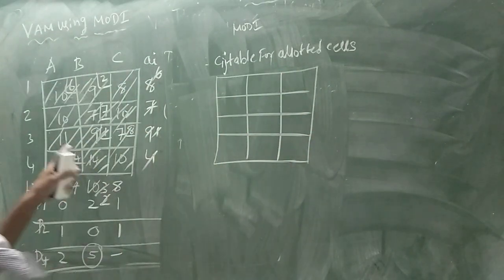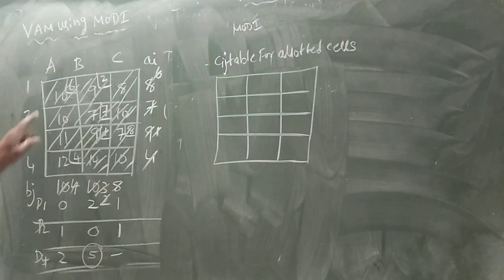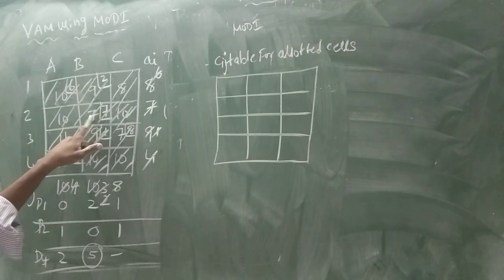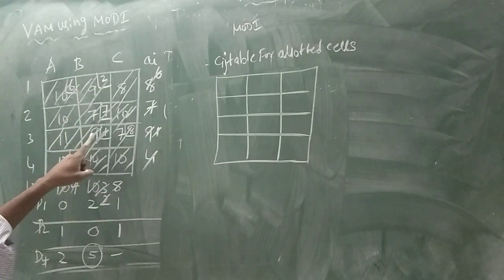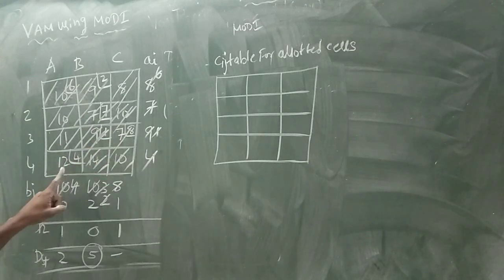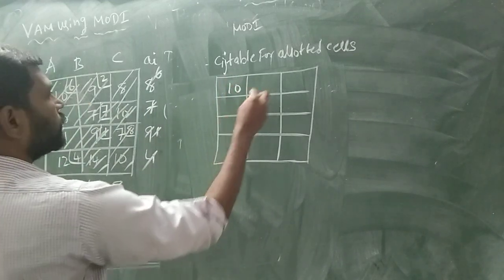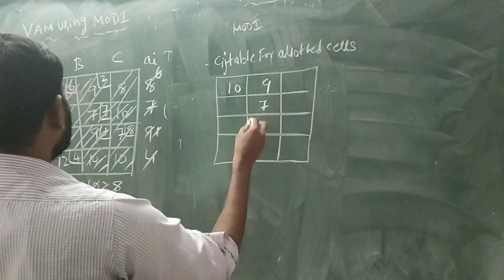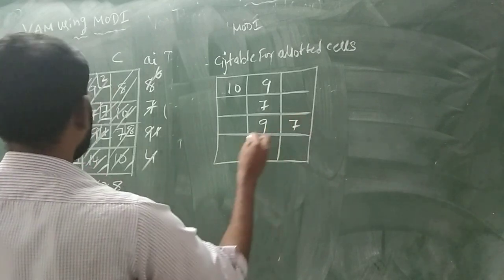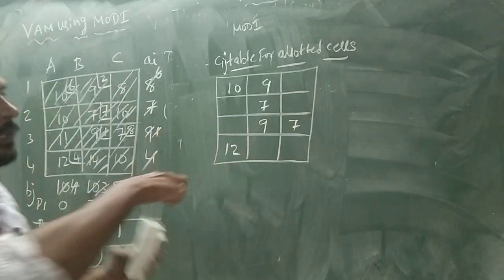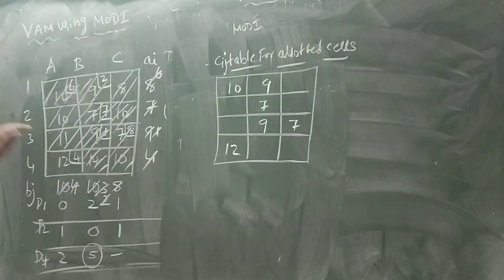So from this table, which cells do we allot? First row, first column; first row, second column; second row, second column; third row, second column; third row, third column; fourth row, first column. So I enter the costs only: 10, 9, 7, 9, 7, 12. So this is the Cij table for allotted cells. From this table I take the costs only where we allot the cells: 10, 9, 7, 9, 7, 12.